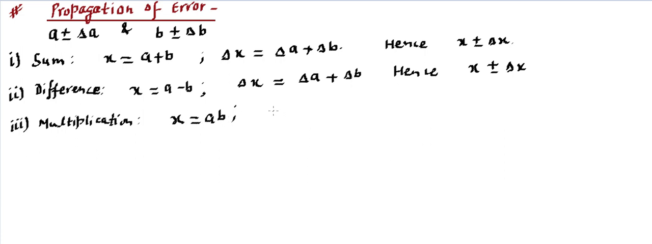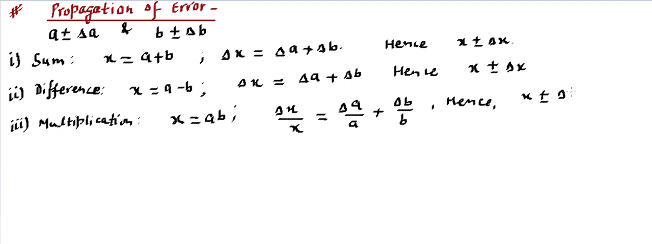Delta x upon x is going to be equal to delta a upon a plus delta b upon b. This is the relation that we are going to use to find delta x. So in order to find delta x, we will use x which is ab, delta a, a, then delta b, b, putting the plus sign in between, and after solving this we will get the value of delta x. And hence finally we will write the expression of x as x plus minus delta x.